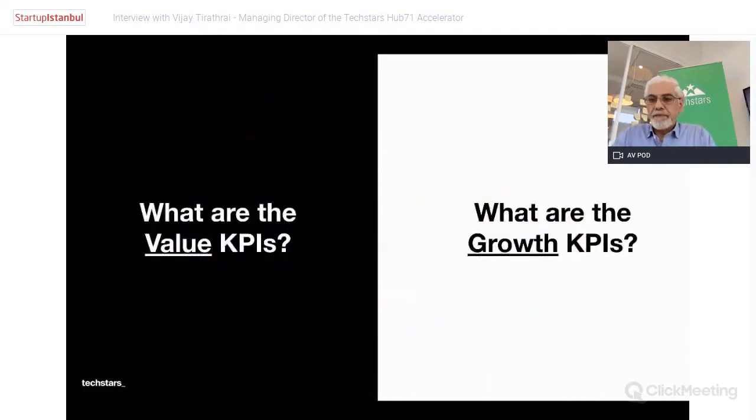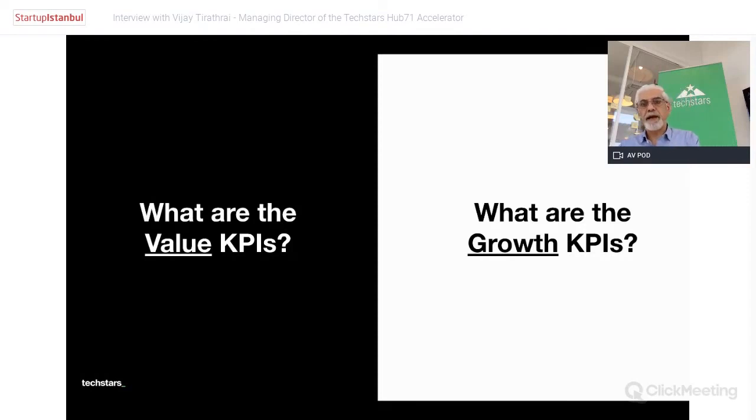So to wrap this up a little bit, take a moment to write down what you think are the value KPIs, and I define value as your cash balance, the number of customers you have, the total number of downloads you have, the number of products or features you have, IPs that you have. Those are value that you create, but it doesn't necessarily suggest growth.